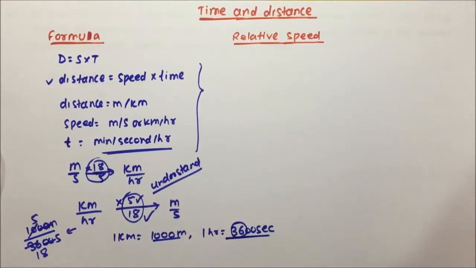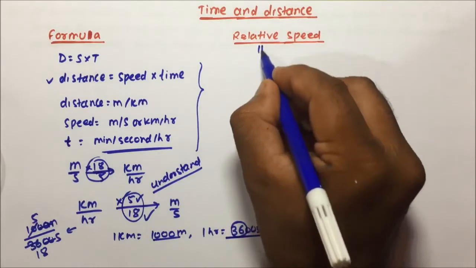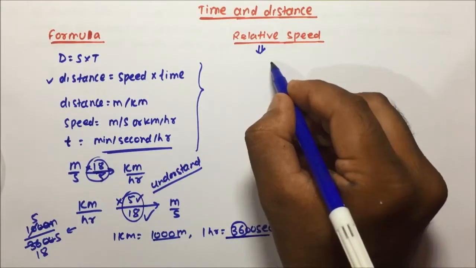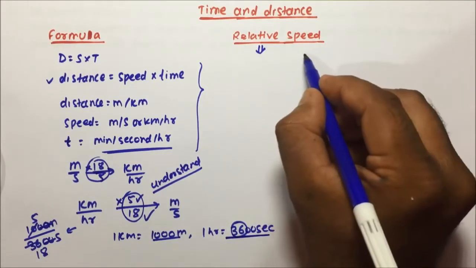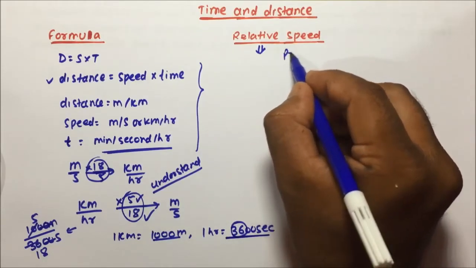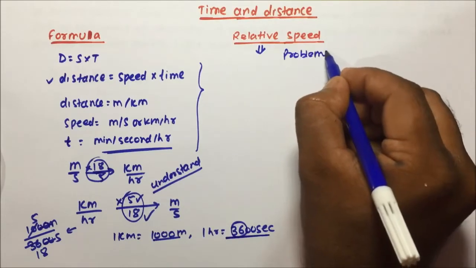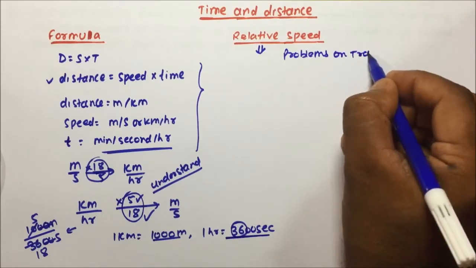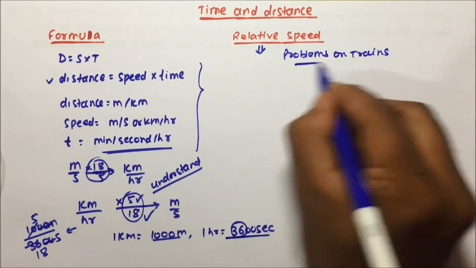Now the second concept is a very important concept, which is the concept of the relative speed. So what is relative speed? And this relative speed concept will be used in time, speed and distance, and problems on trains. So you need to understand what relative speed is.